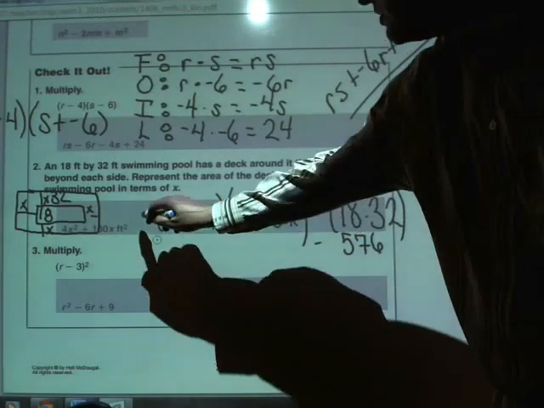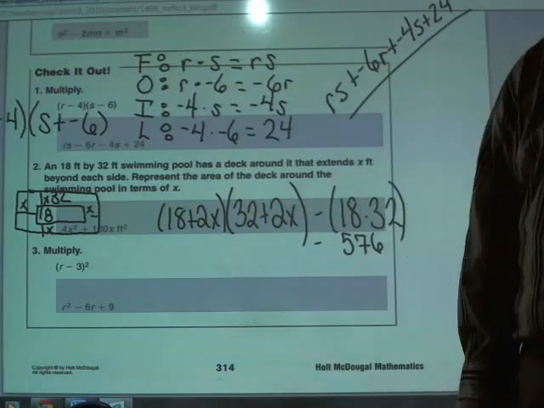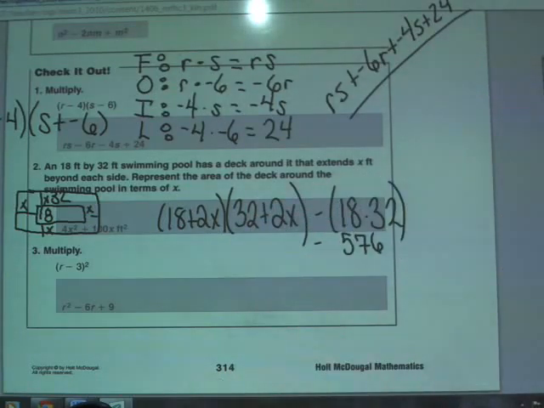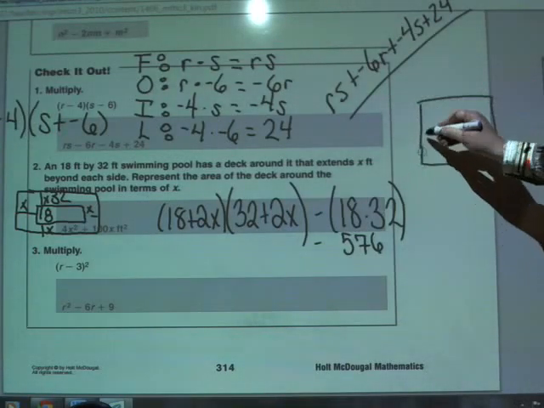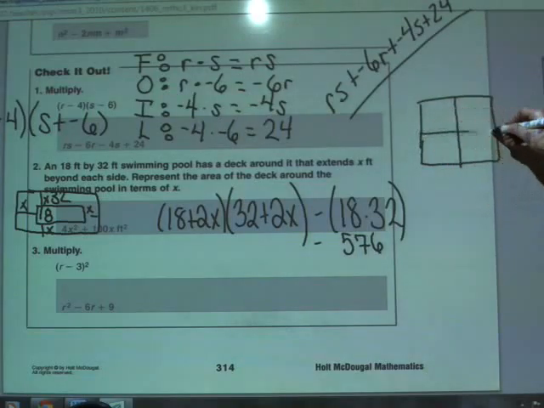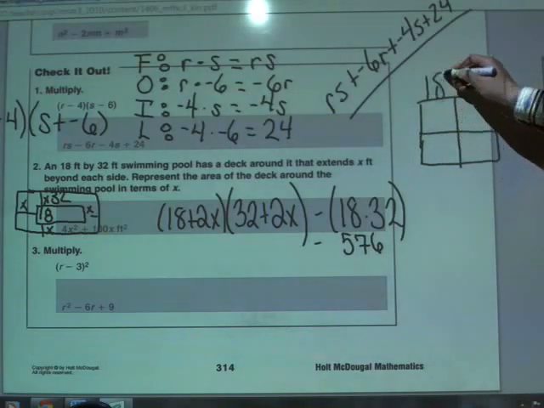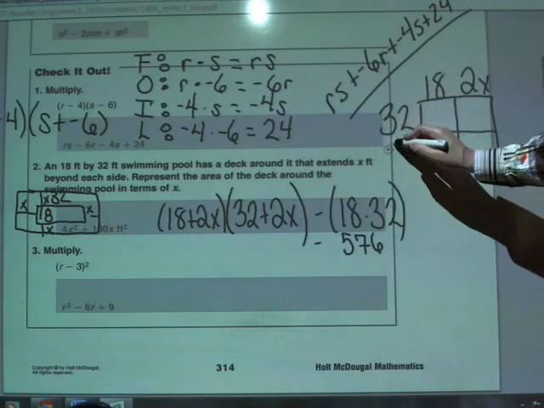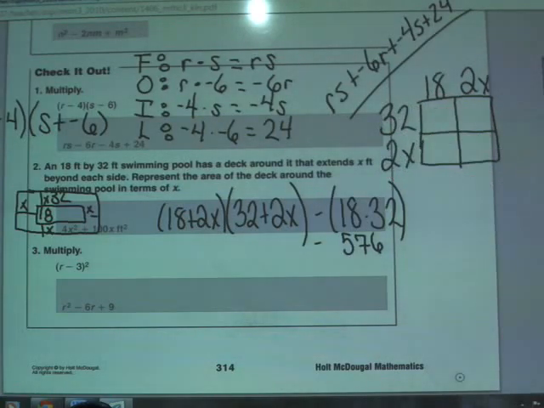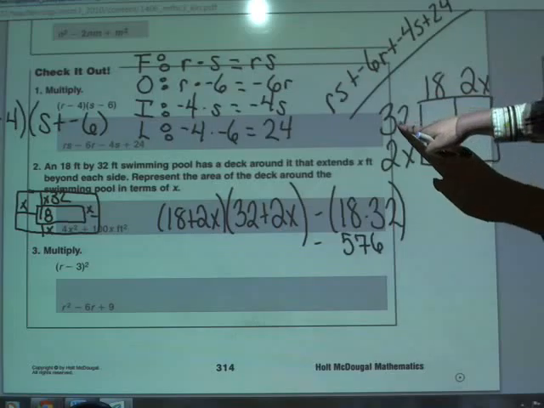All right, now this mess, though, I'm going to have to FOIL this mess. So I'm probably going to use the table method because, as you can see, it's already beautifully set up with all addition signs for me, so I shouldn't have to work too hard at it. So I'm going to set up my Punnett square here, and I'm going to do 18 plus 2x across the top and 32 plus 2x down the side. And remember, each box is the product of what's above it and what's to the left of it.